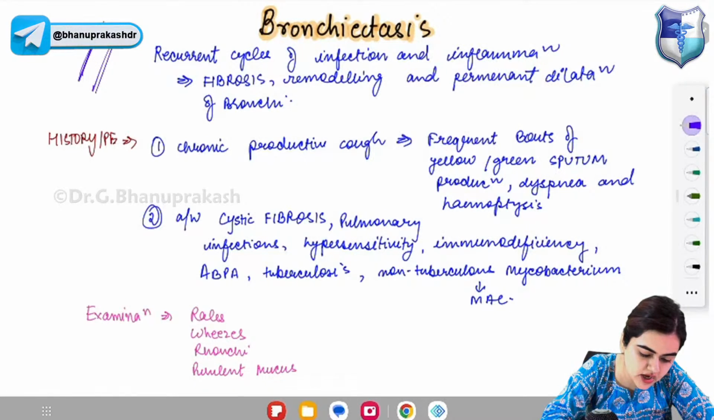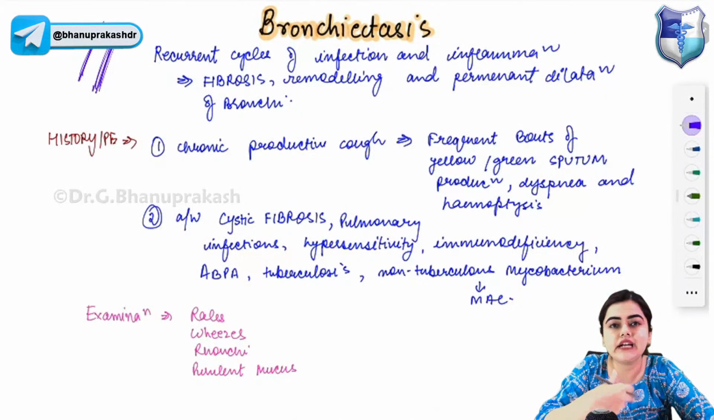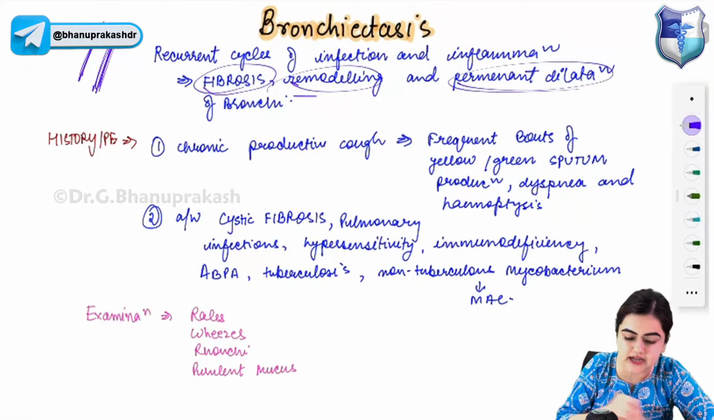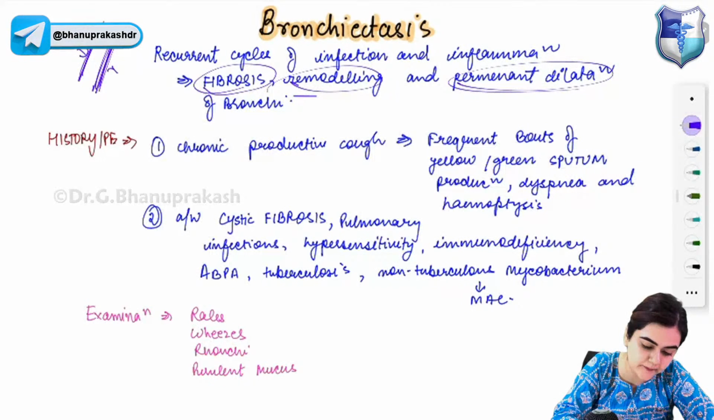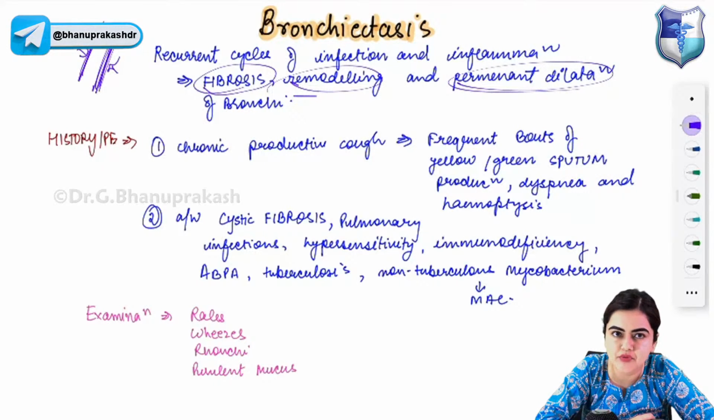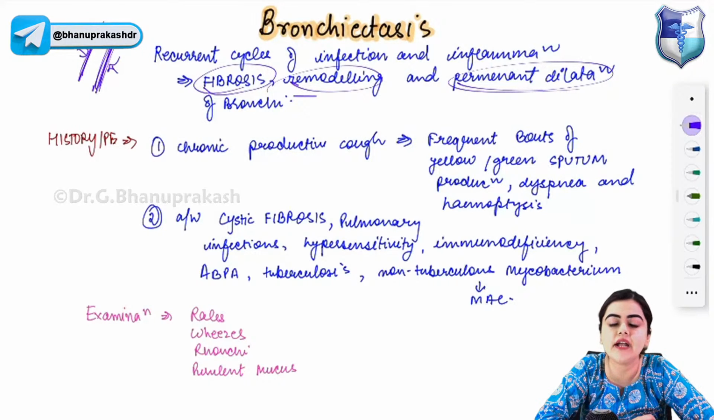In bronchiectasis there is recurrent infection and inflammation of the bronchus. When there is recurrent infection and inflammation, fibrosis and remodeling of the bronchus begin, and permanent dilatation will happen at the level of the bronchi. So recurrent cycles of infection and inflammation of the bronchi will result in fibrosis, remodeling and permanent dilatation of the bronchi.